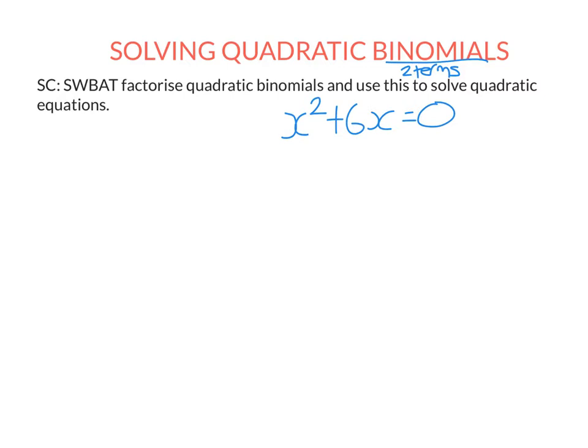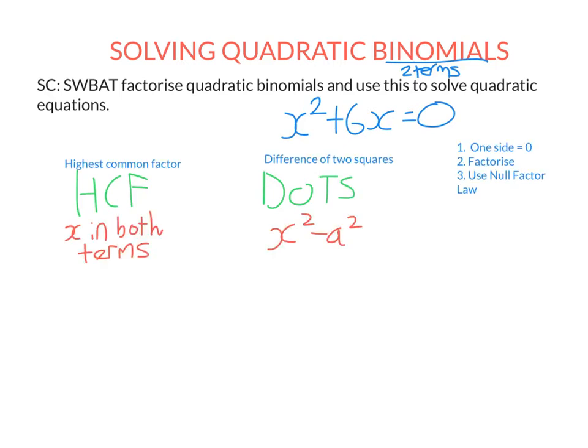So the way that we're going to solve quadratic equations like this is factorize and use the null factor law. The way that we factorize binomials is different to how we factorize trinomials, which we'll do in a later video. So there are two methods we're going to go through: highest common factor and difference of two squares. These are both methods used when it's a binomial. You use highest common factor when there's an x in both terms usually, and difference of two squares, it has to be a perfect square minus another perfect square. So the idea here is we'll have one side equal to 0 in the equation, we'll factorize the expression, and then use the null factor law.